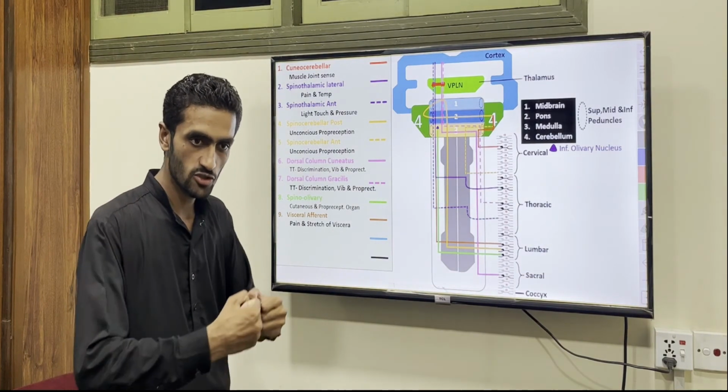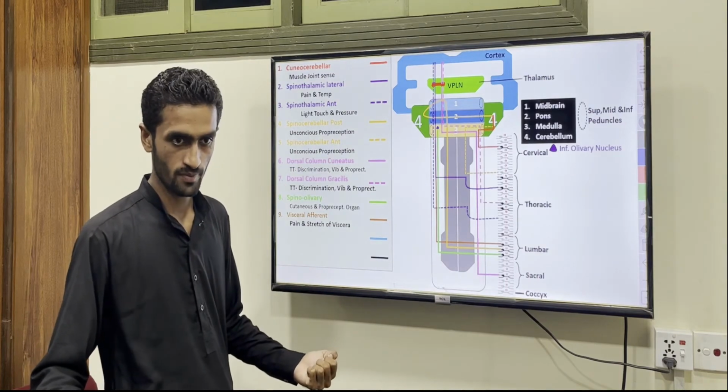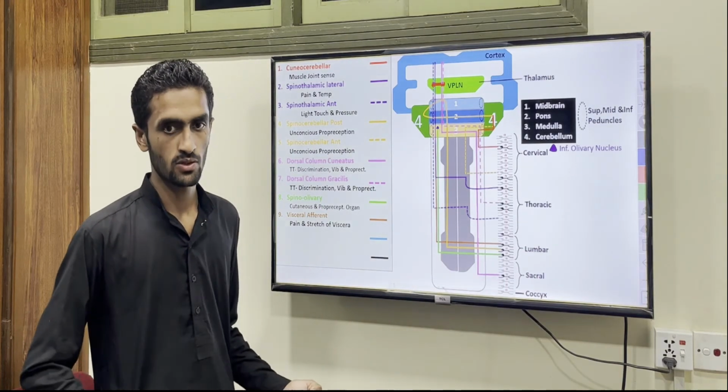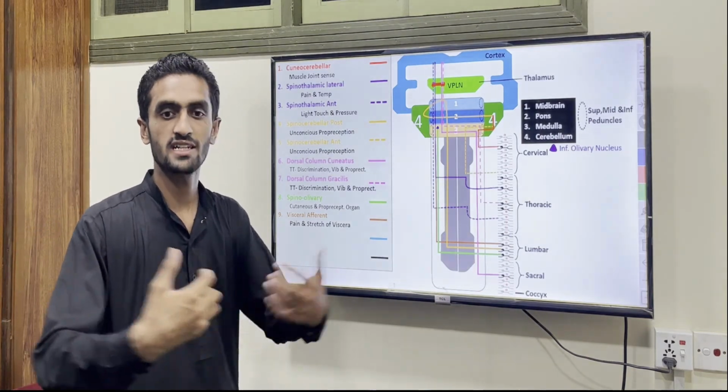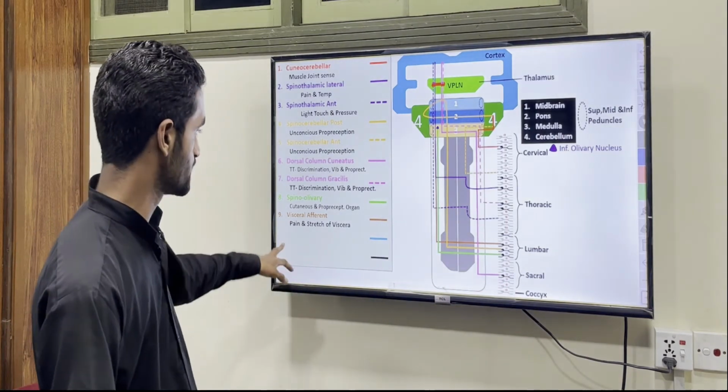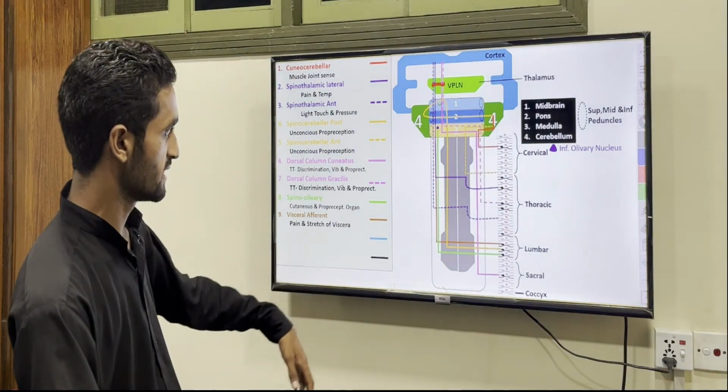So this pain is actually created by the stretch, not by the pain itself. In the viscera you cannot feel pain directly. It is created by the stretch. And follow the other one.